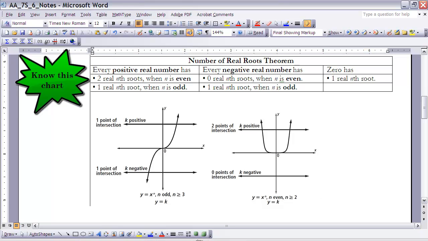When I look at a negative number, if I have an even power function, there are not going to be any real nth roots of that number. If I have an odd value of n, there will be one real nth root of that number. And then finally, 0 always has one real nth root.